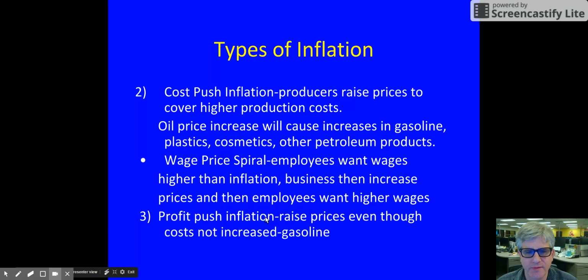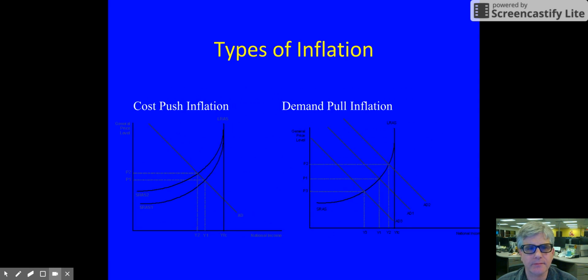Then profit push inflation. We'll see this when companies raise prices even though costs have not increased, like in gasoline. They'll raise prices of gas even though there's no need to, and it just goes up. So those are the 3 types of inflation. Here's the demand going up and you see prices rising. This is supply being decreased like this. That's cost push.